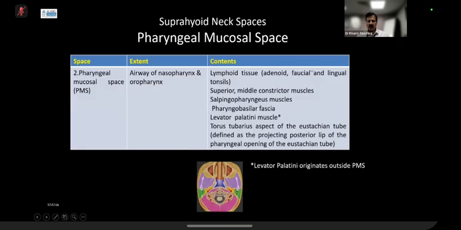In the oropharynx, there will be the palatine or the faucial tonsils, and the lingual tonsils, which are sitting on the tongue. Then there are muscles there. We, as radiologists, are not much bothered about them. We don't see them very well because they are very thin. Superior and middle constrictor muscles and other muscles. There is pharyngobasilar fascia, etc.